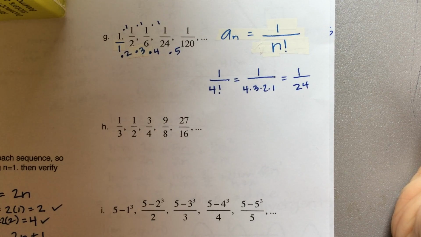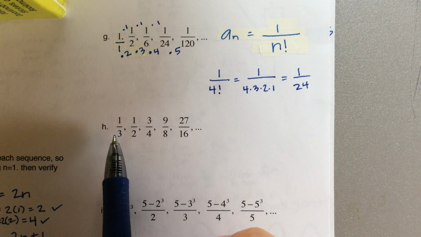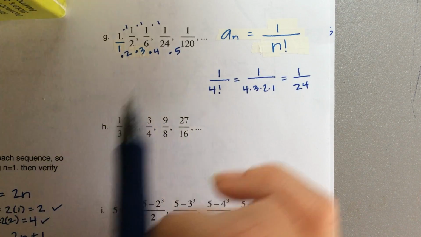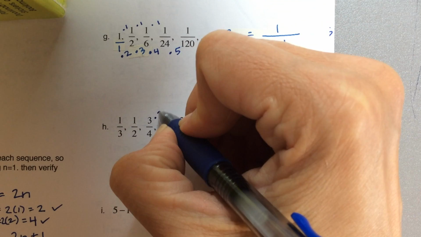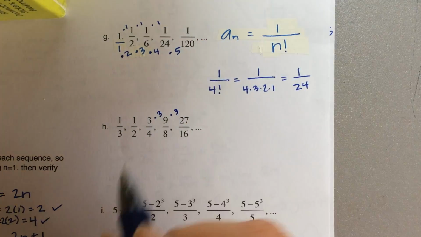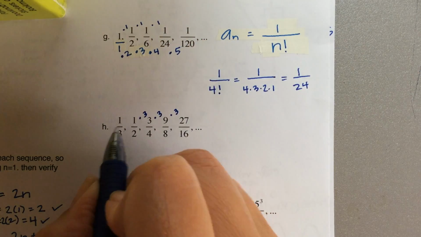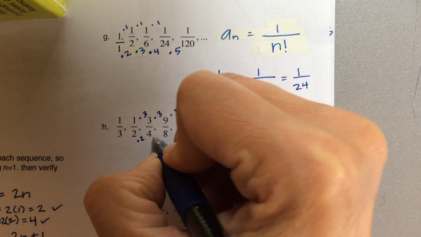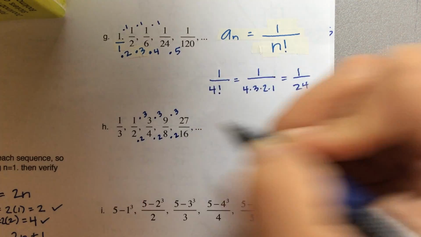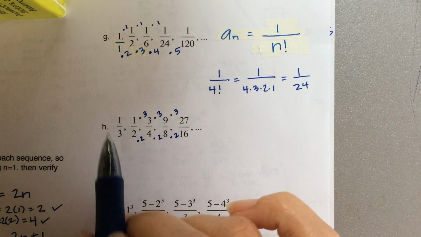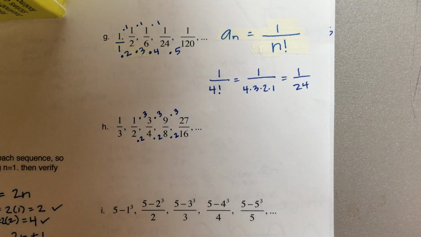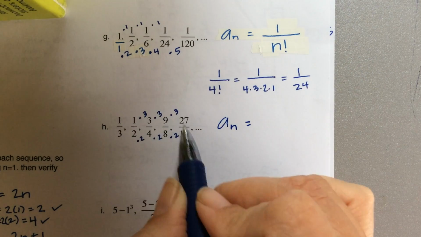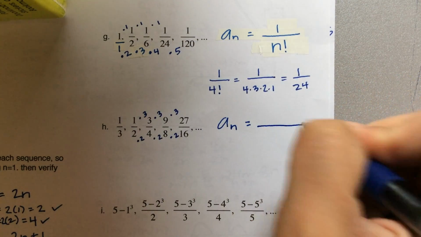Moving on to letter H, we see we have 1/3, 1/2, 3/4, 9/8, 27 over 16. It looks like these right here are getting multiplied by 3, but this one doesn't quite look like it's fitting the pattern here. Down on the bottom, it looks like these ones are being multiplied by 2, and again, that first term isn't quite fitting the pattern that we see right now. But what we're going to do is use these later terms to try and establish a pattern.